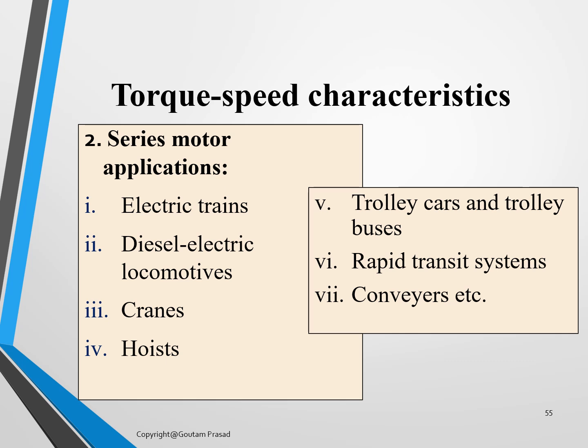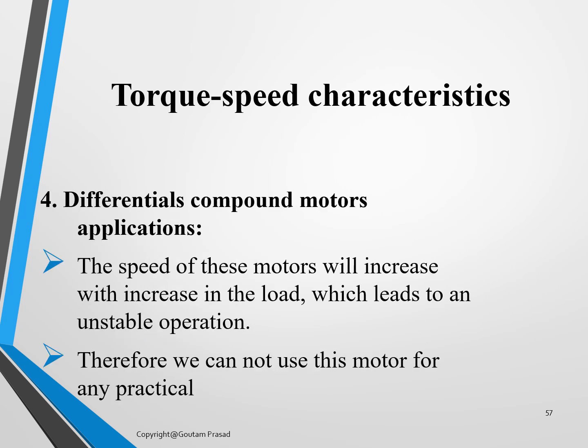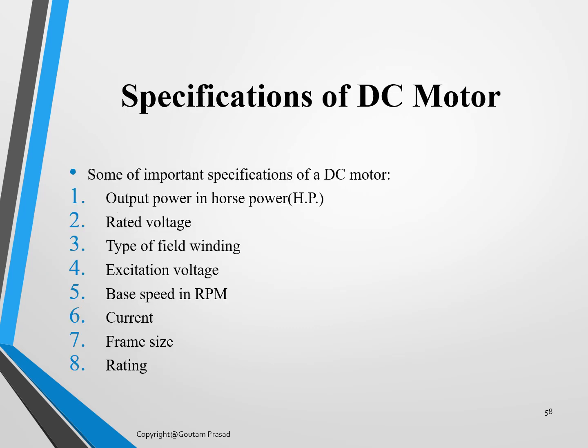The torque speed characteristic of the series motor finds its applications in the electric train, diesel locomotives, cranes, hoists, trolley cars, trolley buses, rapid transit systems, conveyors, etc. A cumulative compound motor has application in elevators, rolling mills, planers, punches, shear applications. The torque speed characteristic of the differential compound motor is not conducive to the loads. That is why it is not used.